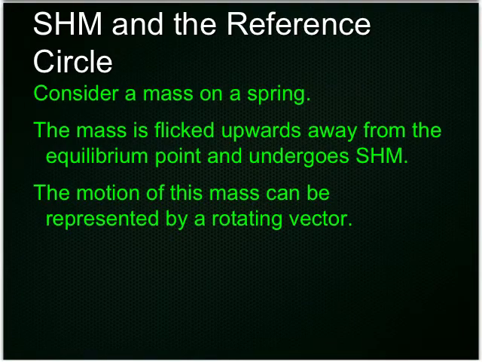So what we're going to do is consider a mass on a spring. Now this mass is going to be flicked upwards away from the equilibrium point, and it will undergo SHM. In other words, we've got a mass on a spring and we're going to flick it upwards. The motion of this mass can be represented by a rotating vector, in other words, a vector going around a circle.